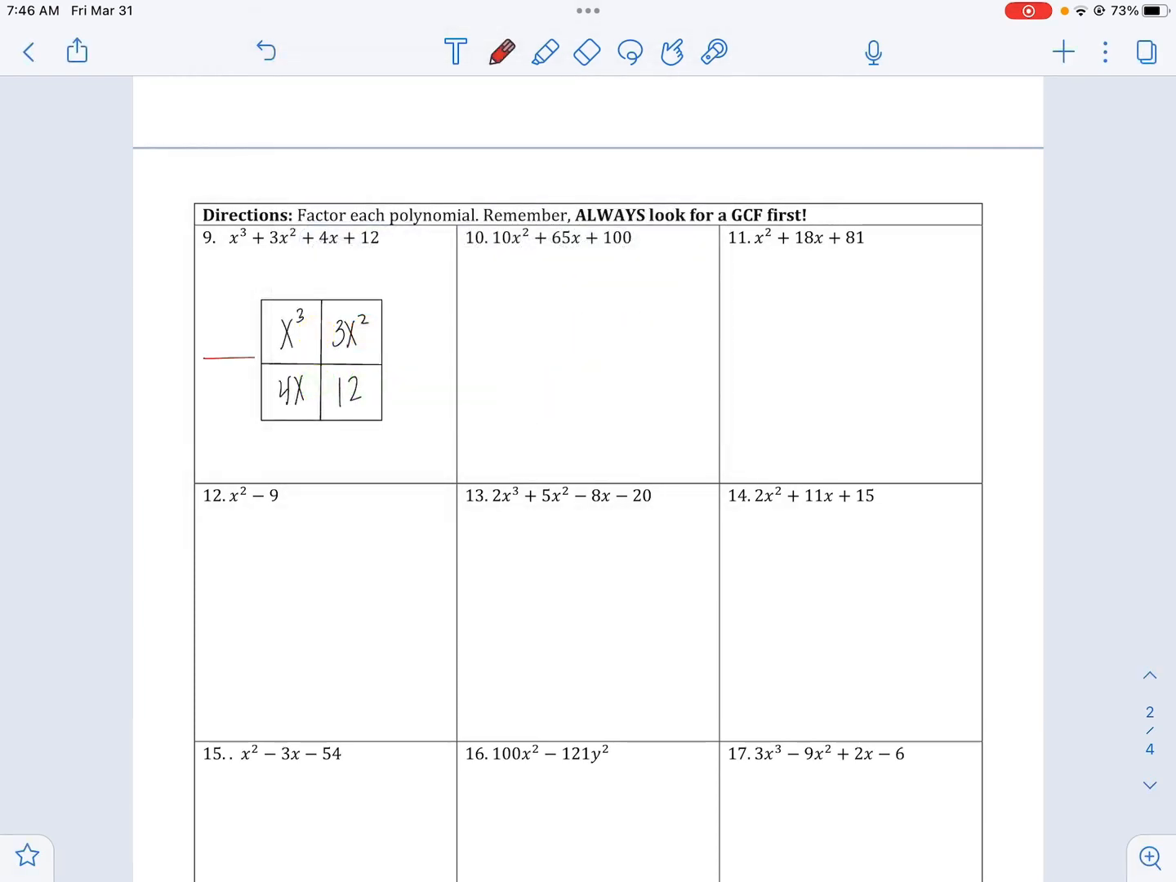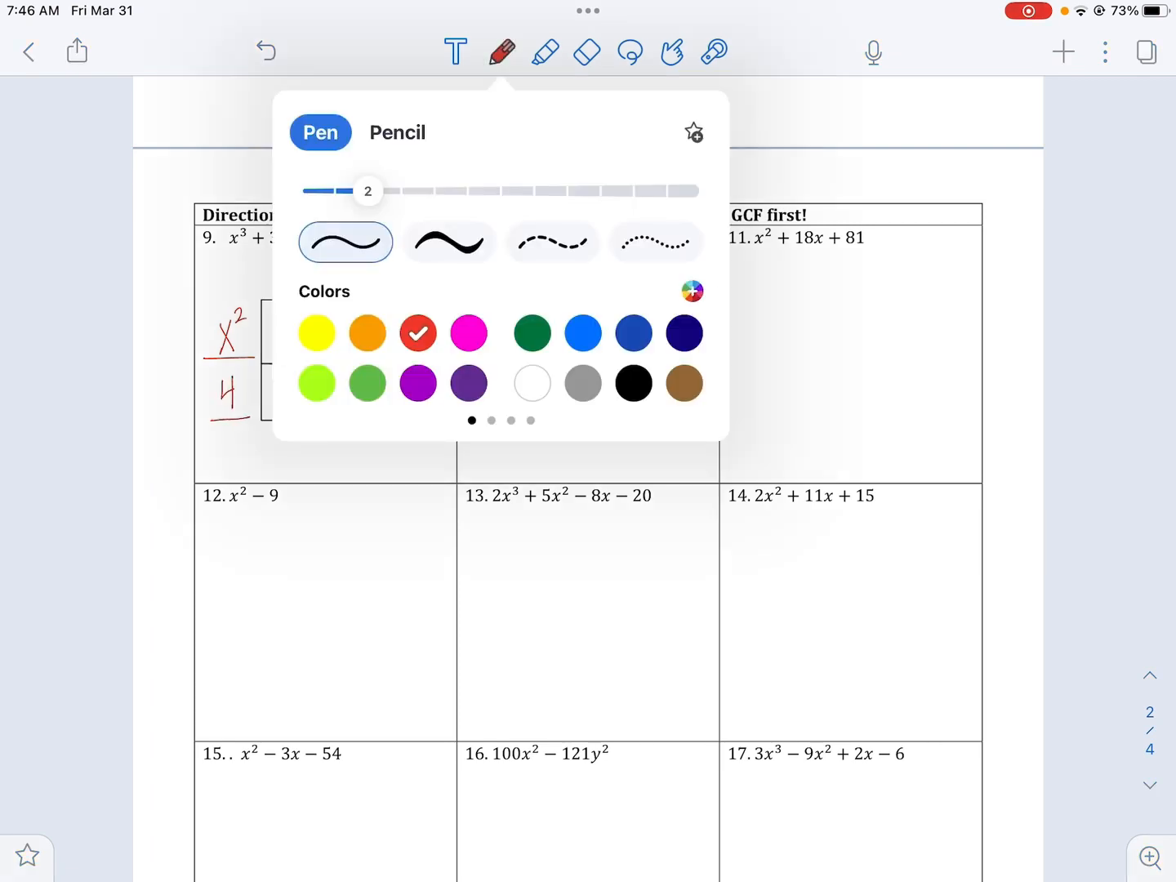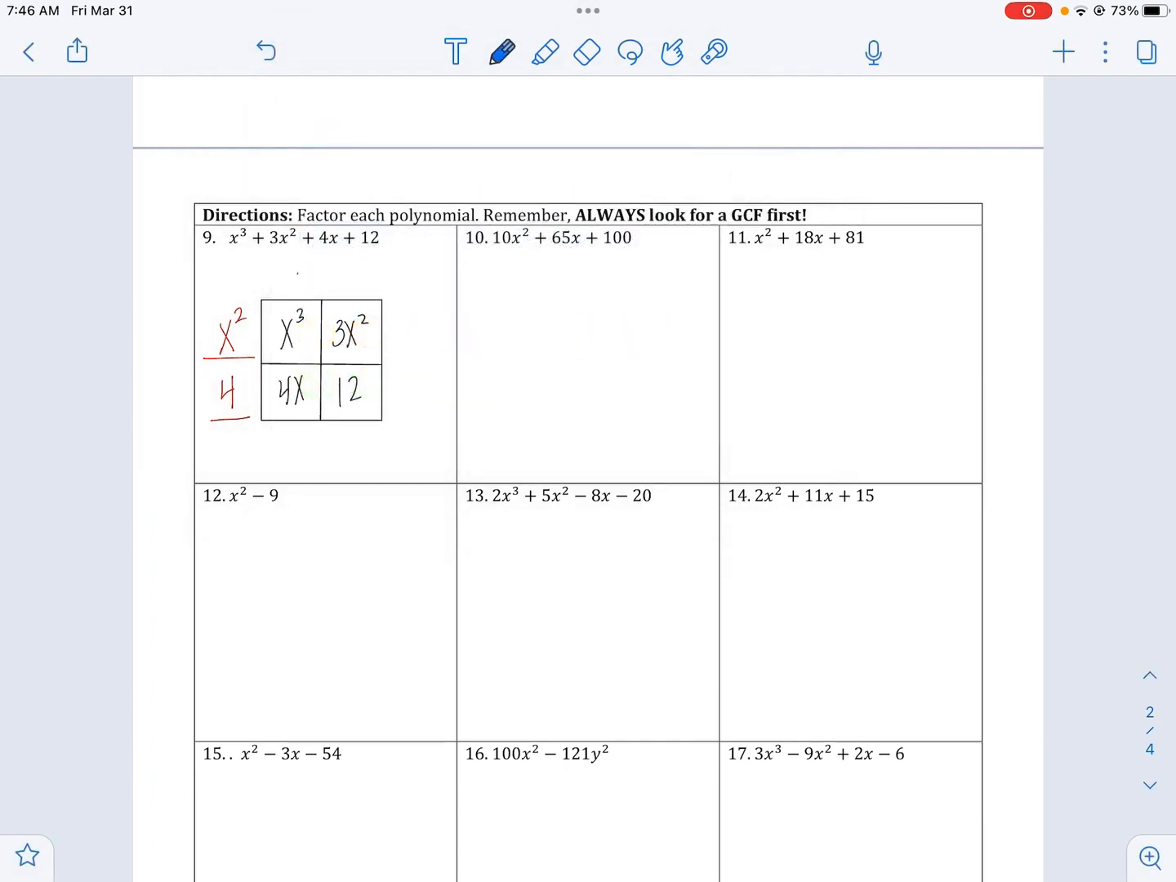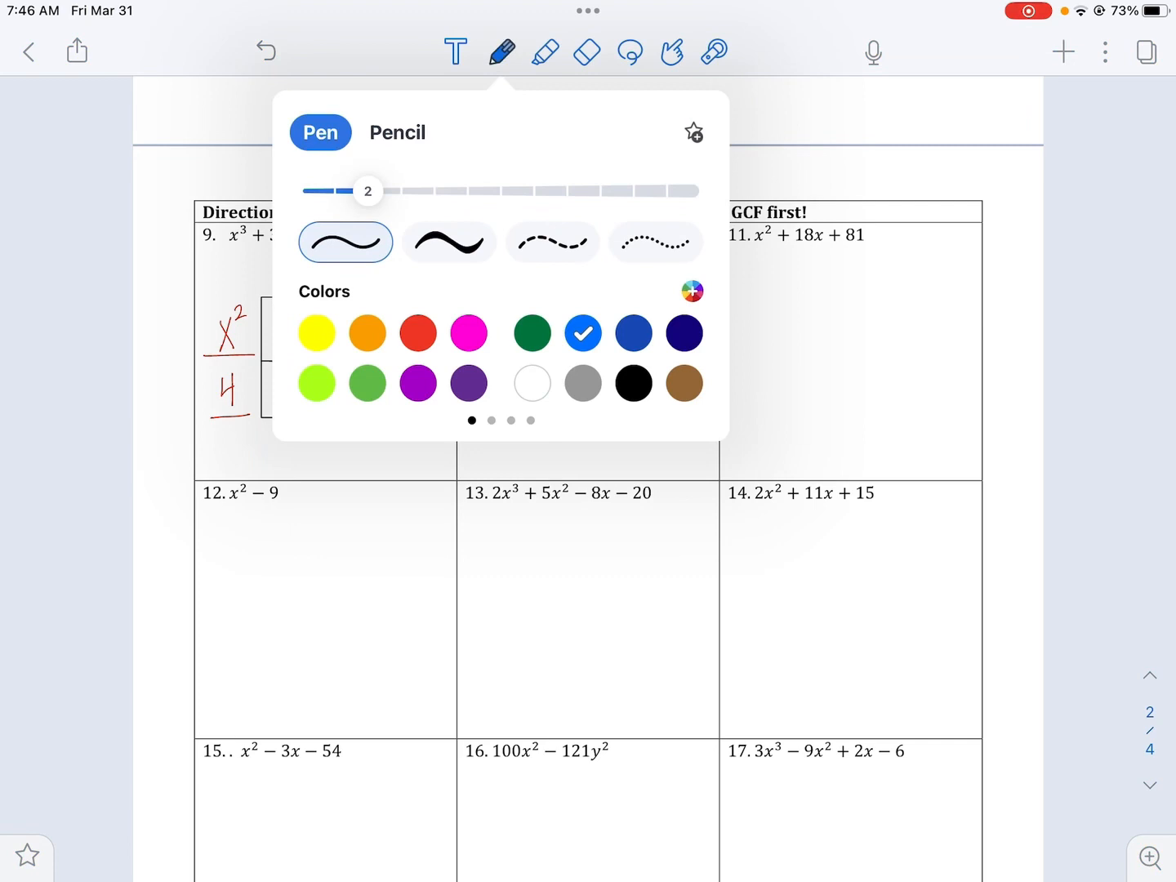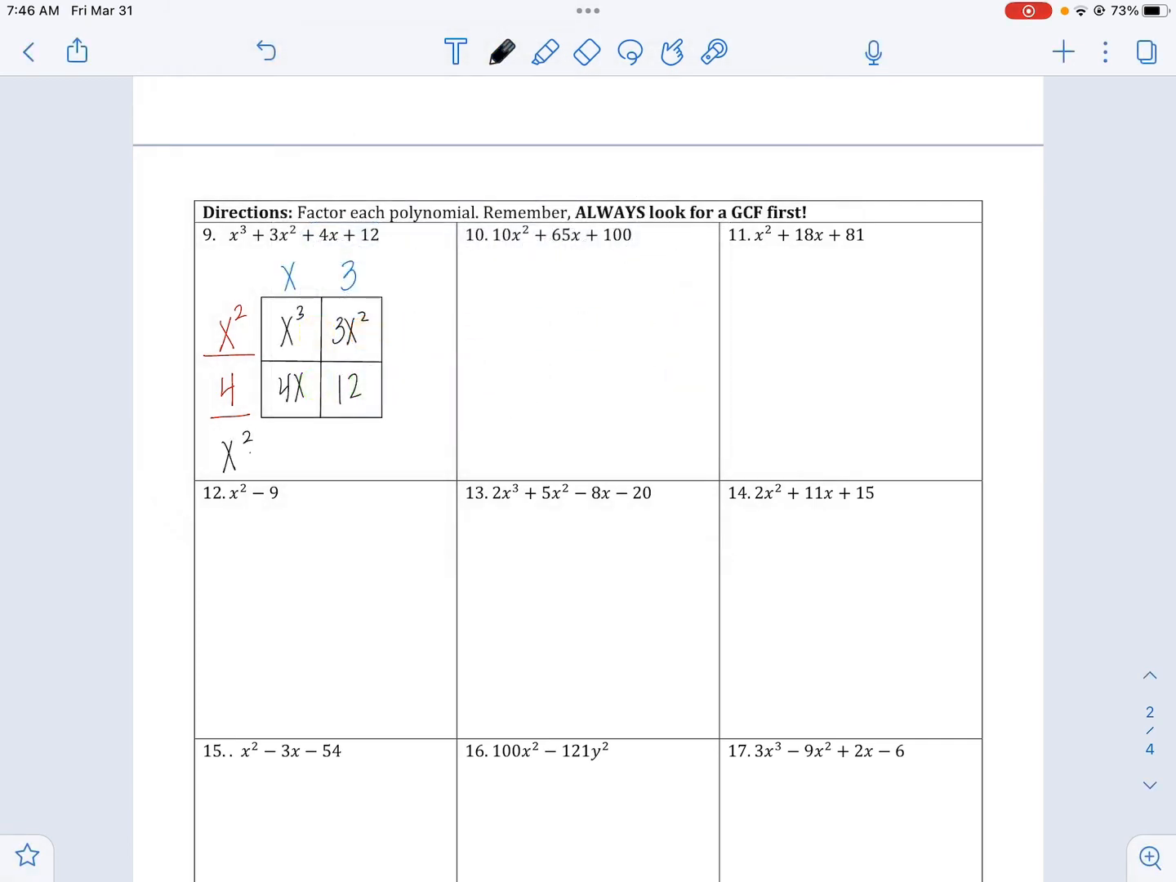What is a GCF? X squared. What is a GCF? 4. Now work backwards to find the base. So we know that it is x squared times what gives you x to the power of 3. That's x. X squared times what will give you 3x squared. And that's a 3. Double check your work. You get 4x here, and then you get 12 over here. So you know you did it right. So your 2 factors are x squared plus 4 times x plus 3.